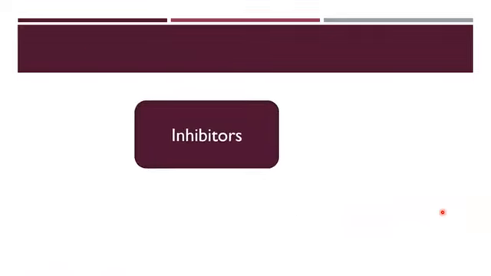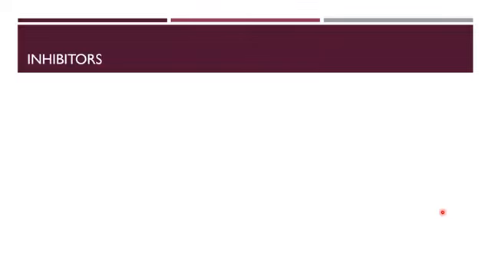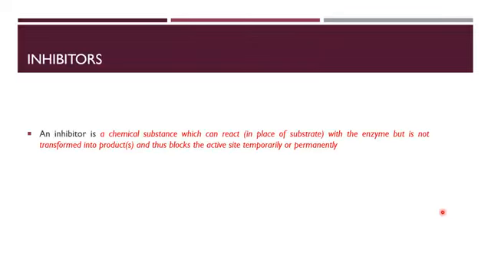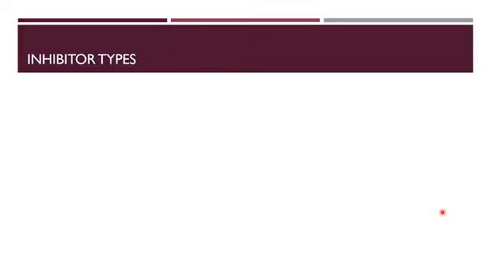Okay. And after that, we'll discuss the inhibitors. Inhibitors are chemicals, poisons, or substances that can react with the enzyme in place of the substrate. Okay. They can block the active site permanently or temporarily. Examples include cyanide, antibiotics, antimetabolites, and some drugs. There are two main types, irreversible and reversible.